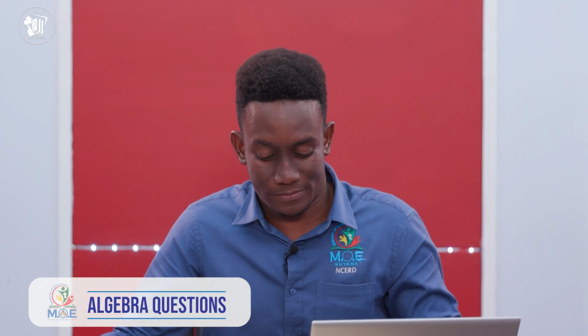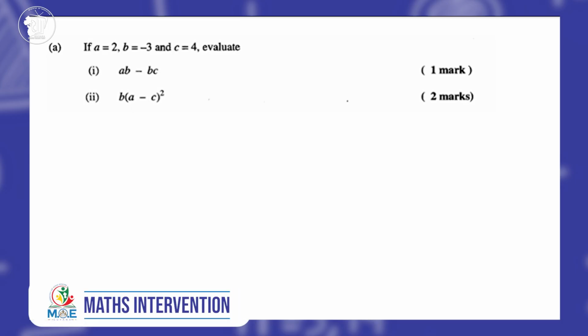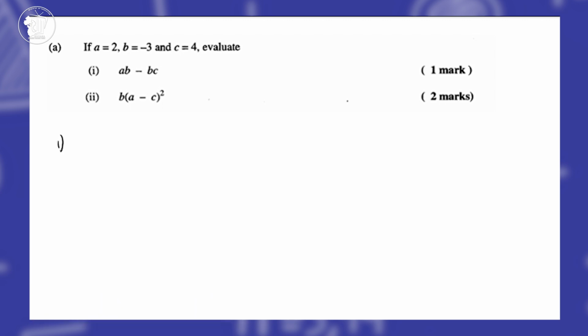In this video I will be tackling some algebra questions, so let's not waste any more time, let's head straight into it. So this question says, if A is equal to 2, B is equal to negative 3 and C is equal to 4, evaluate, and I have the first one, which is AB minus BC.